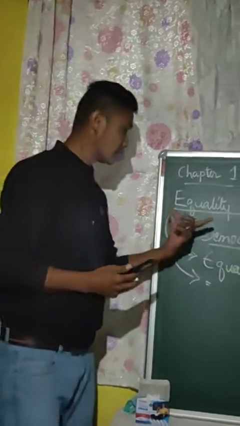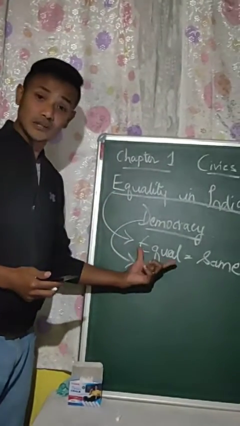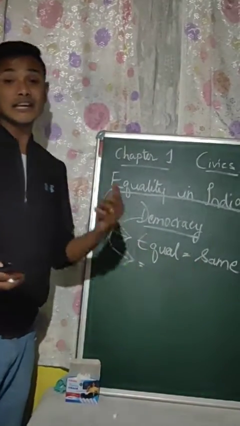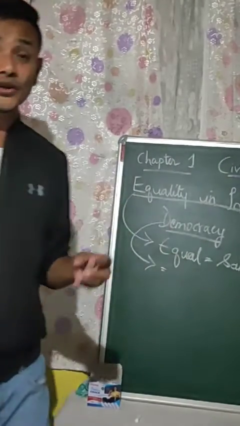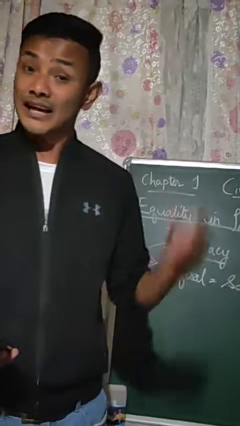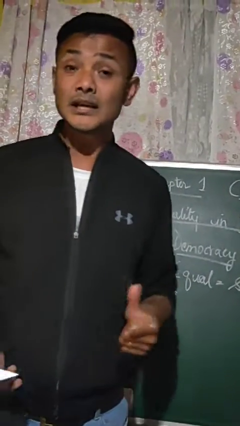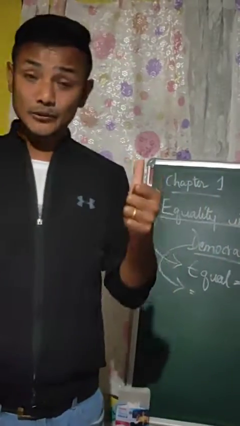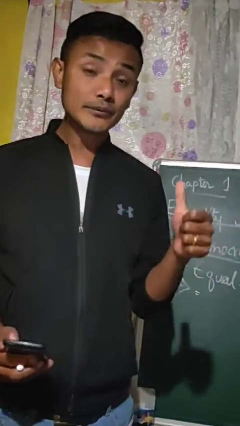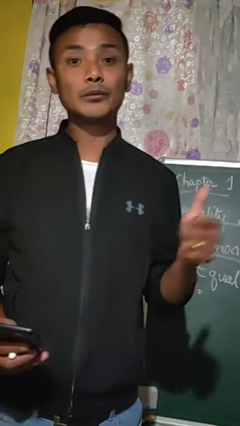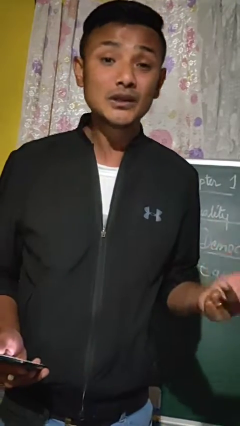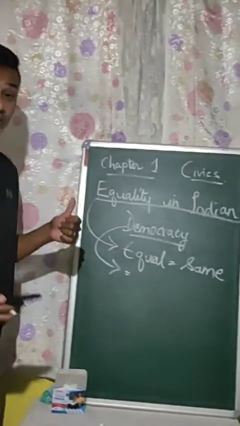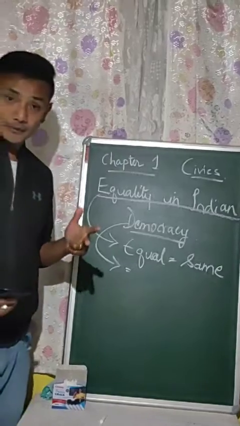So the term equality means equal. Equal means same. In a democracy, every individual is the same. Democracy is a form of government where the people's power is supreme. It is also said that democracy is by the people, for the people, and to the people. Which means in a democratic form of government, the government is made by the people, the government will work for the people, and the government is liable to the people.